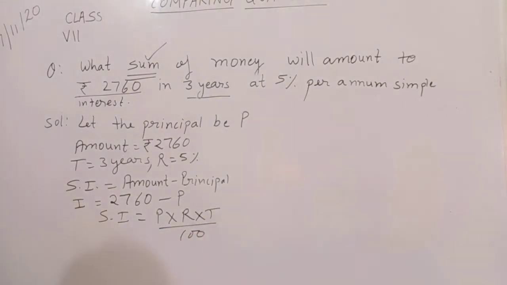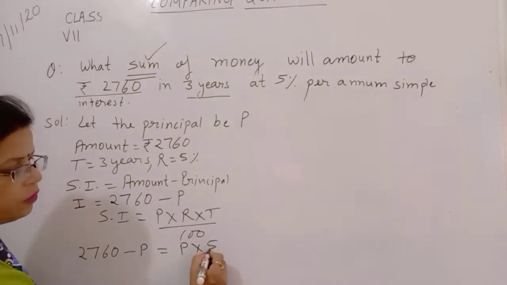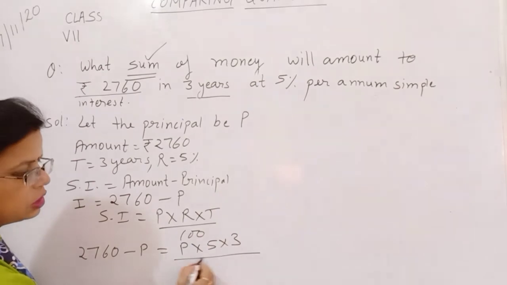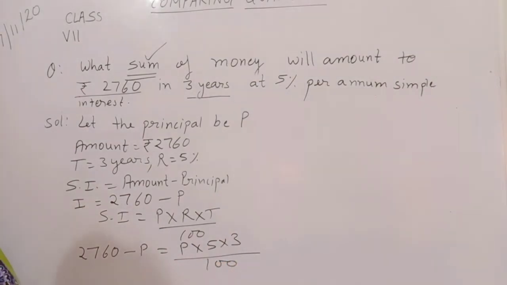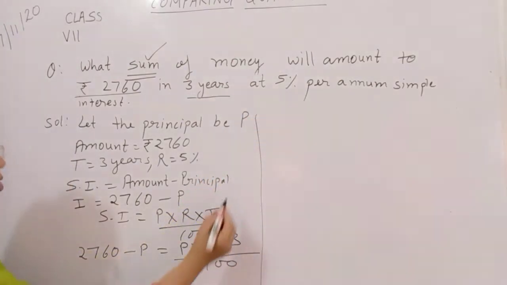P means the P you have assumed. Simple interest we have calculated as 2760 minus P, equal to P, rate is given as 5, time is given as 3, and over 100. So we have placed all values here. Now the solution. 100 you will transpose here, which means multiply.